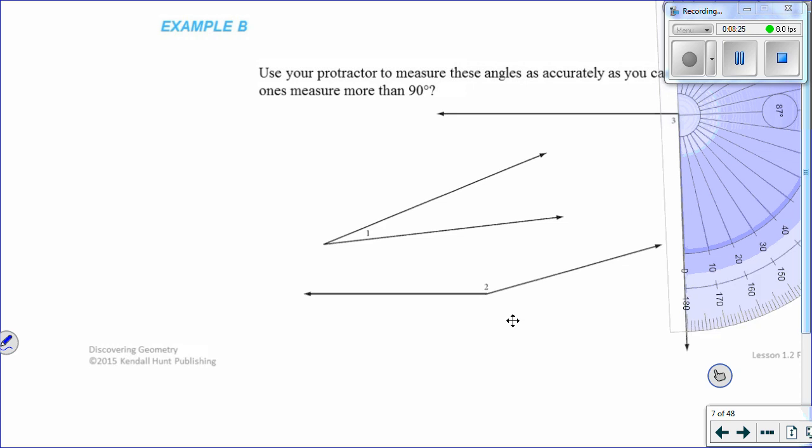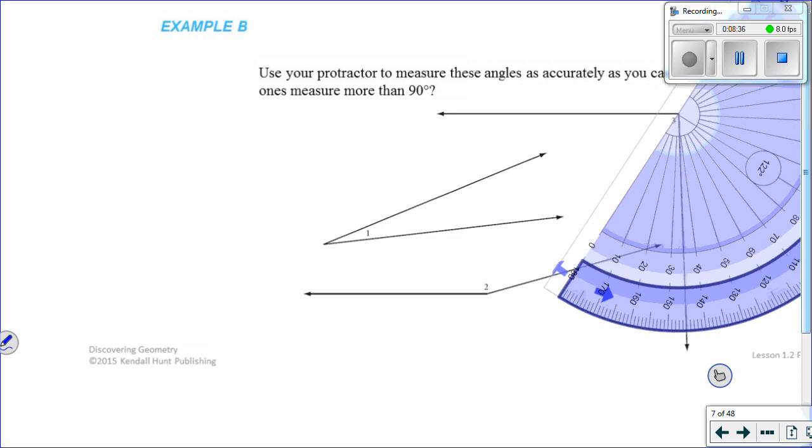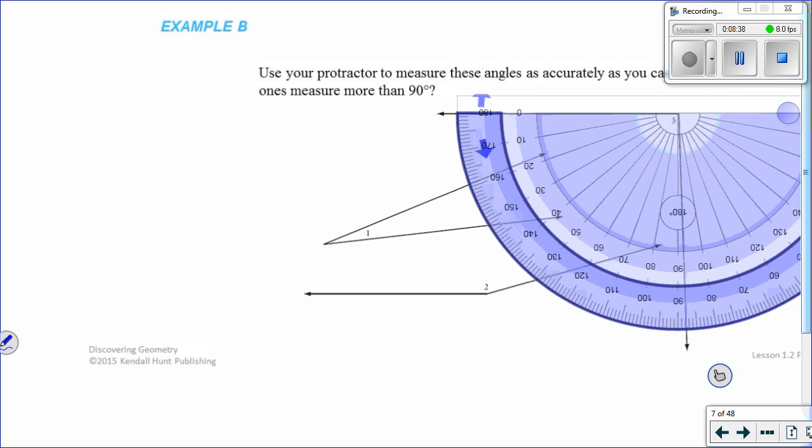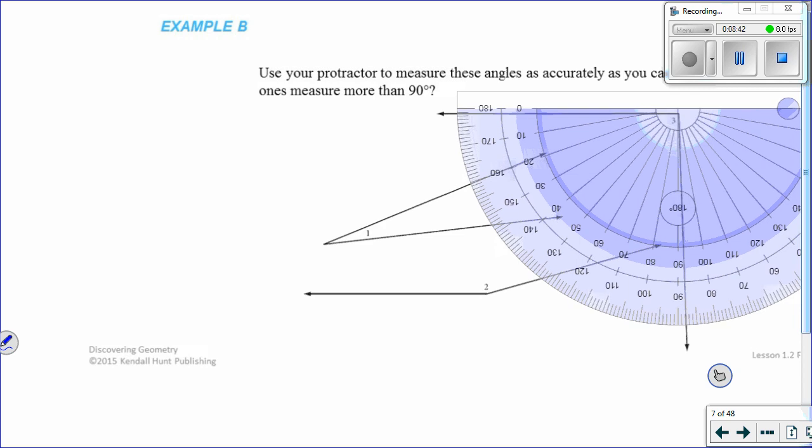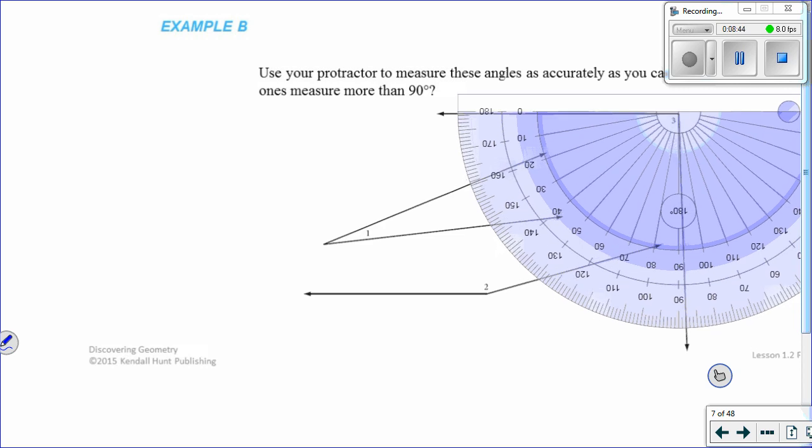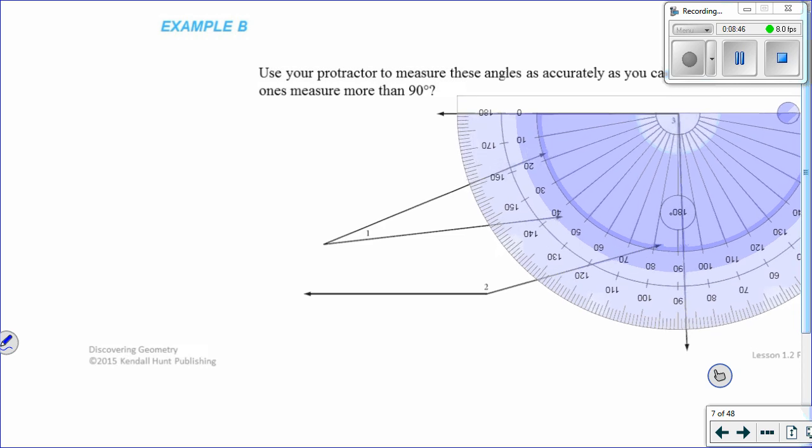Well, can I measure anything? This ray is coming out the other direction, right? It's not on my protractor, so I haven't set it up right. So let's try doing this another way. What if I take that and I line it up right there? So now I've lined up one of my rays. Your vertex is right here, right? Line up the vertex on the T.